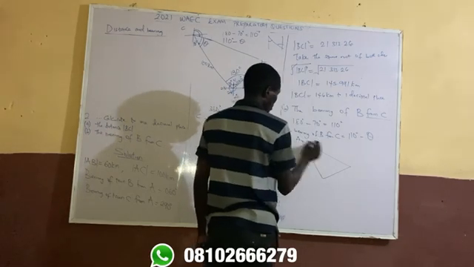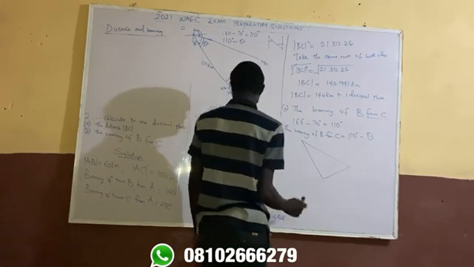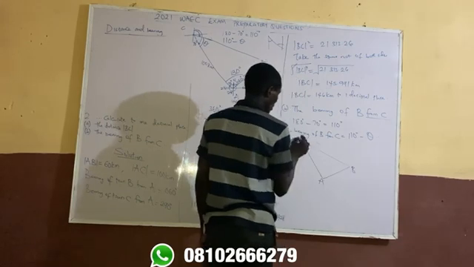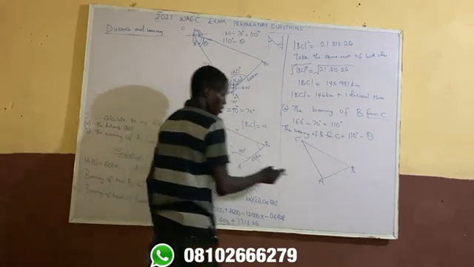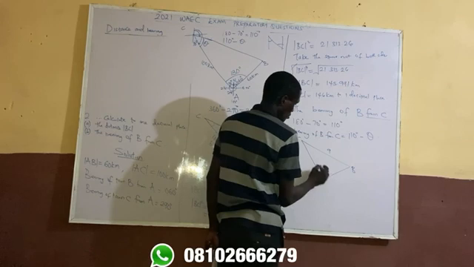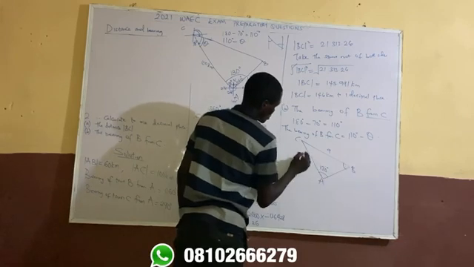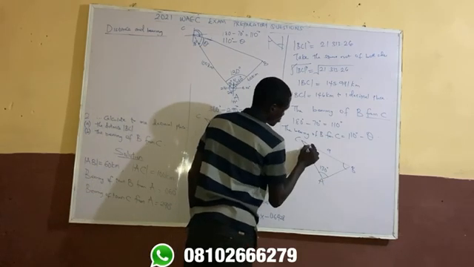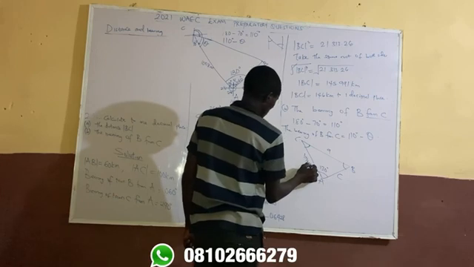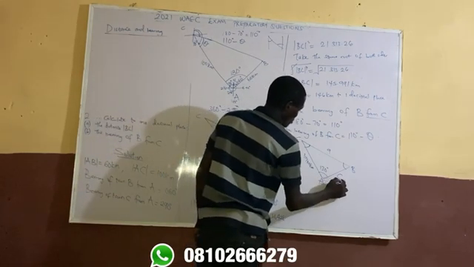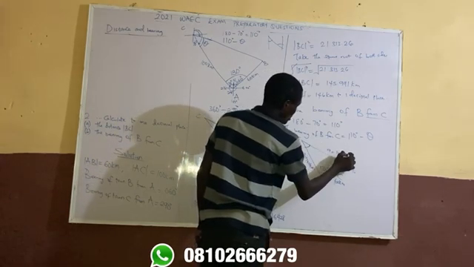So we have A, B, and C. The opposite side of the angle 130 degrees is A. The opposite side of angle B corresponds to B, and the opposite side of angle C corresponds to C. And remember, this is 100 kilometers, this is 60 kilometers, and this one has been calculated to be 145.991 kilometers.